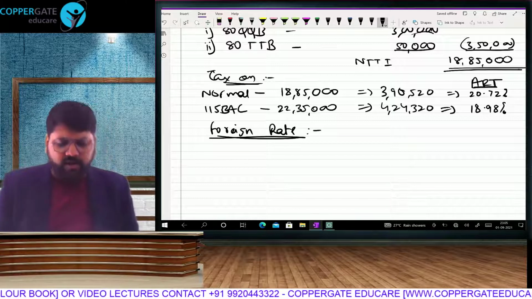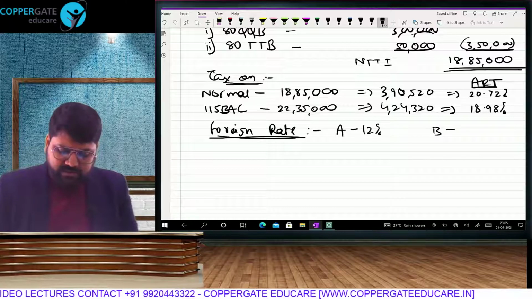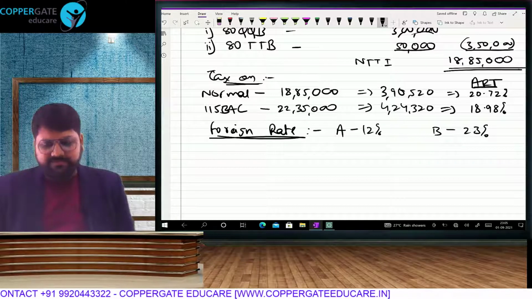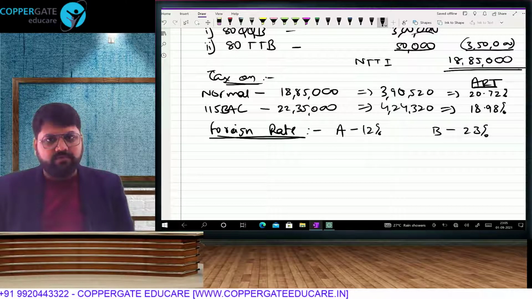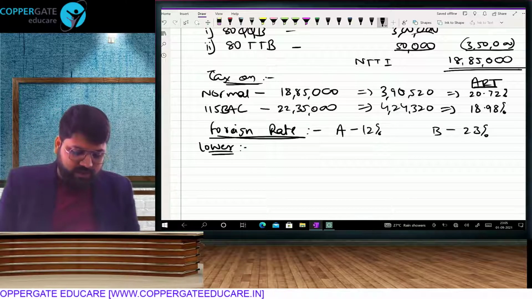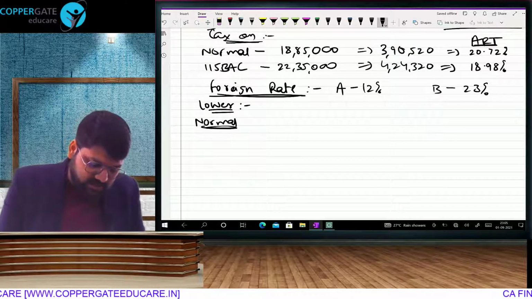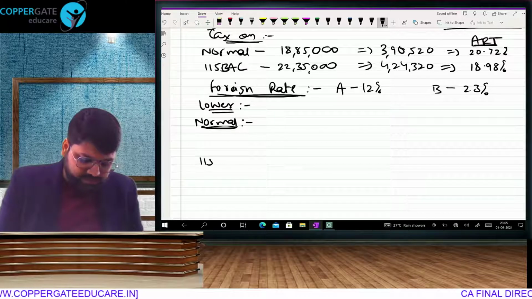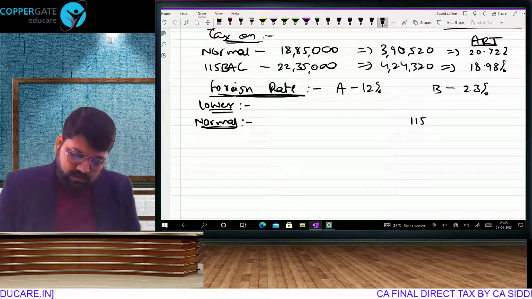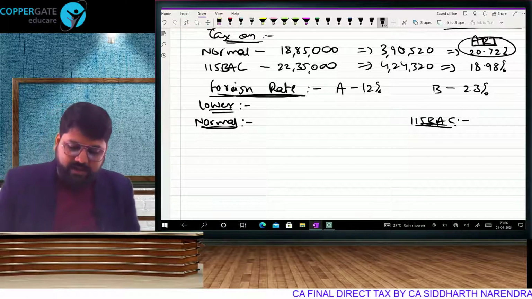foreign rate. Again, two foreign countries are given. No problem. Country A 12%, country B 23%. And after doing Indian rate and foreign rate, what do you have to do? Be careful here. If you are not careful, you can make a mistake here. We have to choose the lower regime-wise. So we will have to choose lower as per normal, and we will have to choose lower as per 115BAC. Correct? When we talk about normal, look at only 20.72.